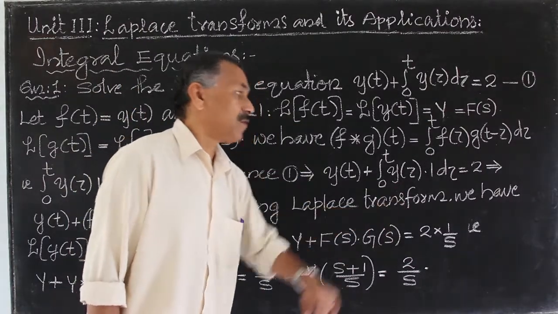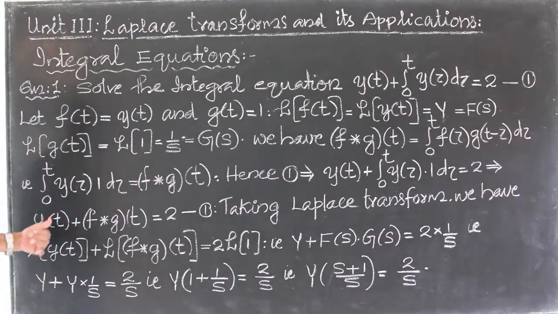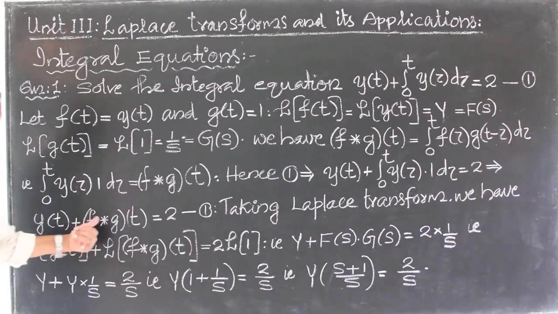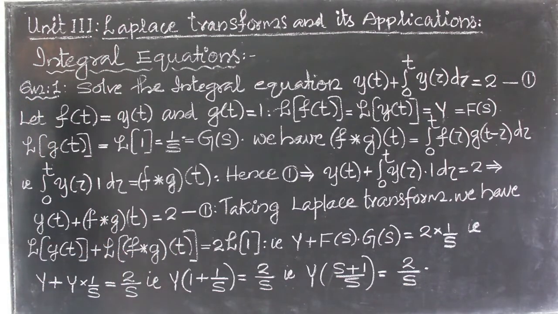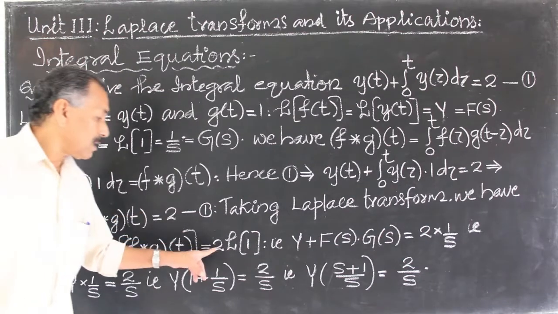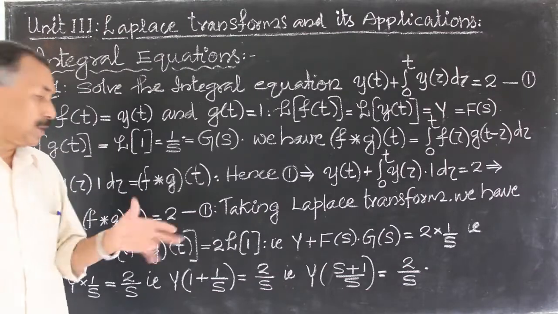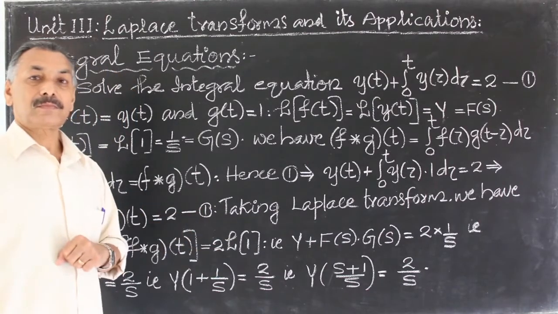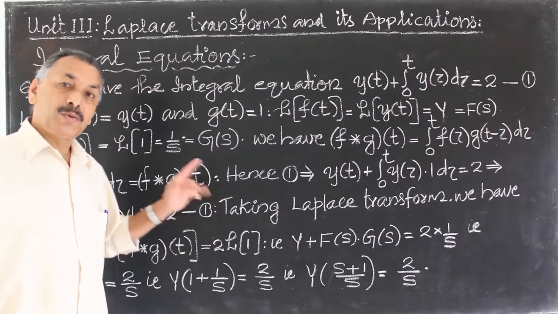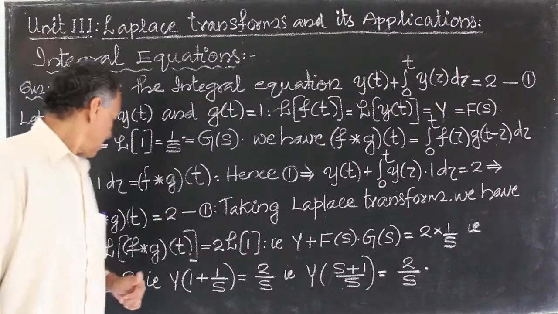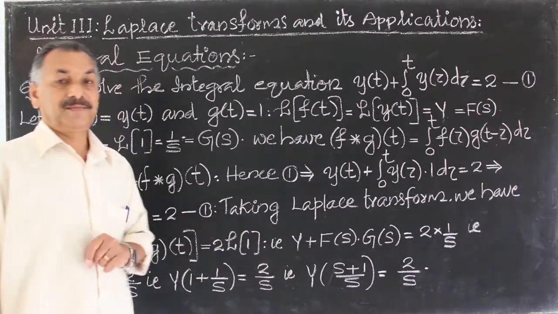To solve the integral equation, take Laplace transform on both sides. Taking Laplace transform on both sides, we have L of y of t plus L of f * g of t. The right side is 2, so L of 2 means 2 into L of 1. Then what is the Laplace transform of small y? Y of t transforms to capital Y.